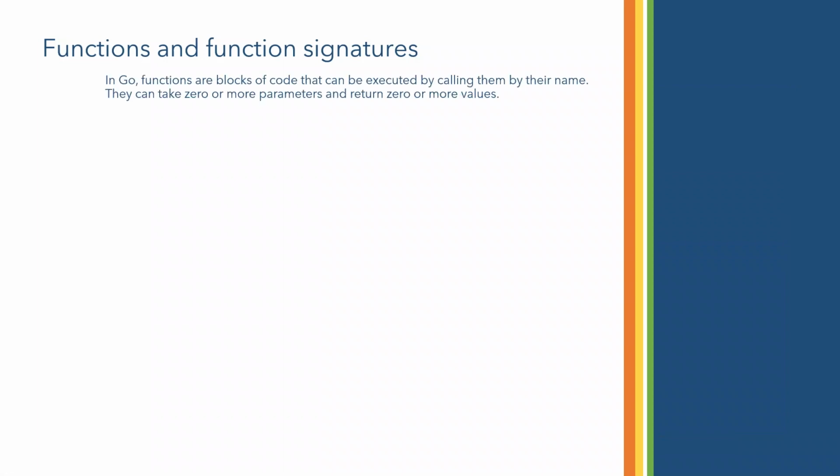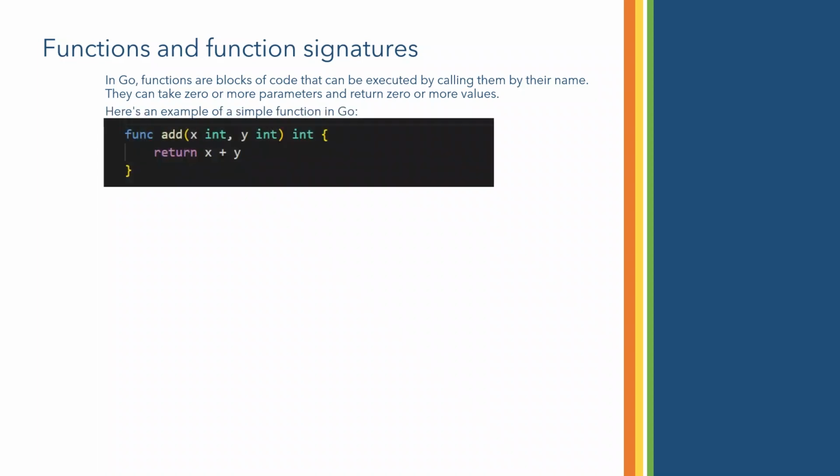So in Go, functions are blocks of code that can be executed by calling them by their name. They can take 0 or more parameters and return 0 or more values. Let's see one example. func is the keyword we use to declare any function, and the function name here is add. It takes two parameters x and y, which are of type integer, and it returns an integer value. We are just returning the addition of x and y in this function.